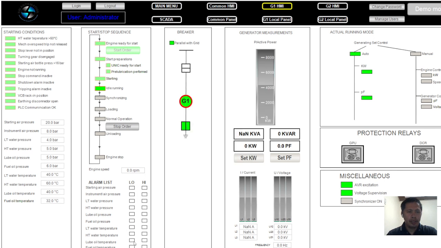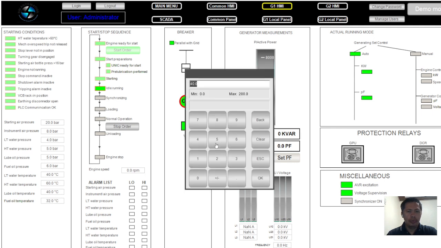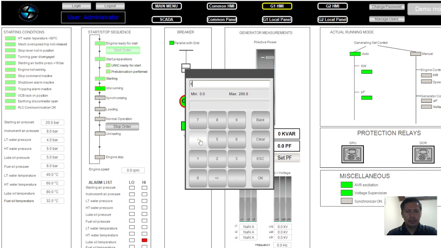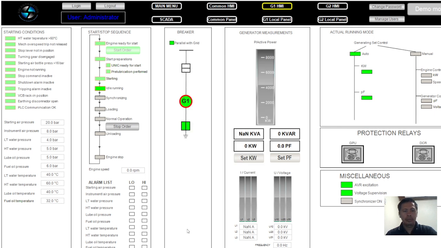So now no alarm here. But for example, if the lube oil temperature goes high, let's say the lube oil goes to 80, we can see the lube oil temperature high is energized. So there's an alarm. So now we will set this back to normal.